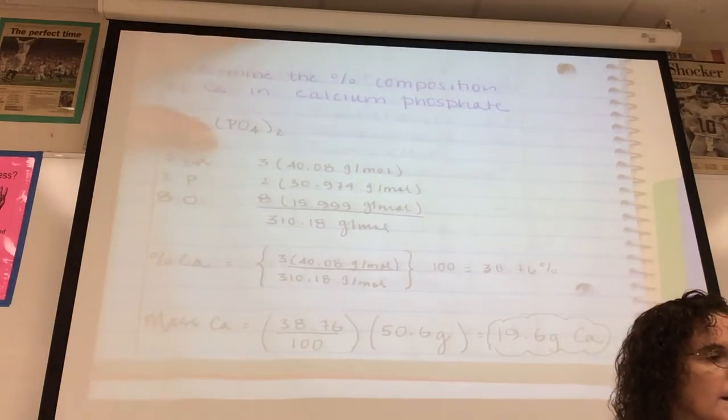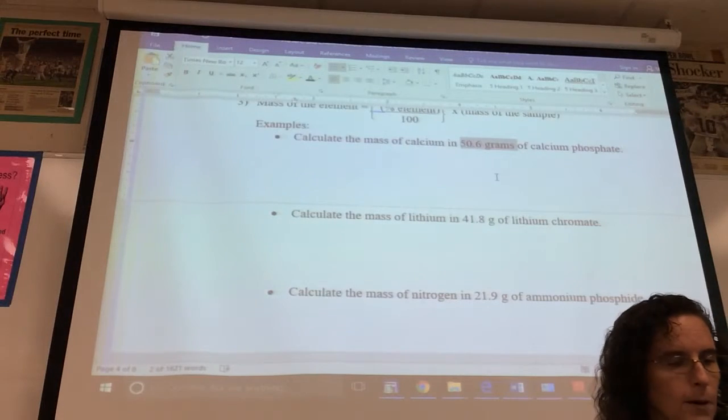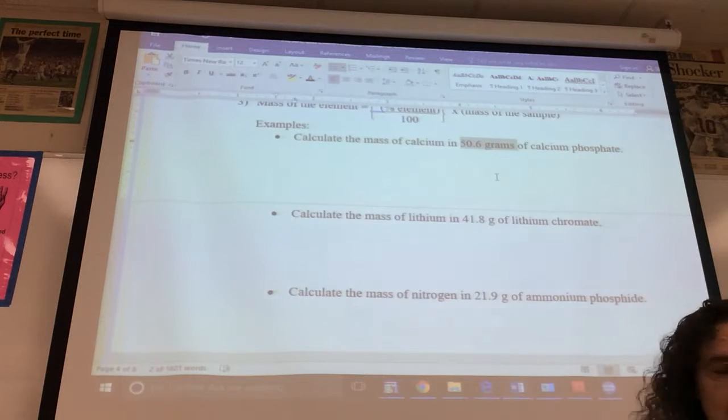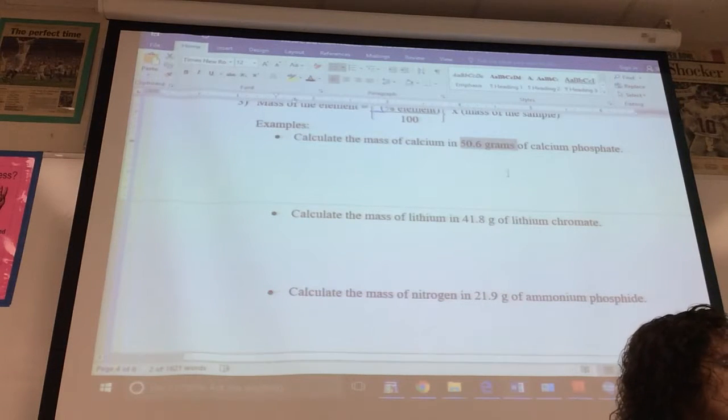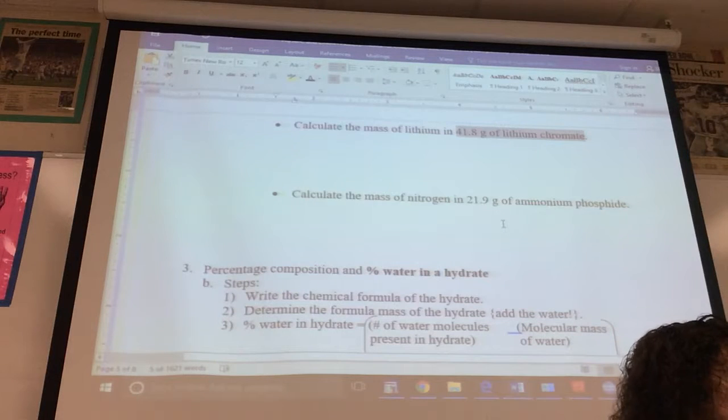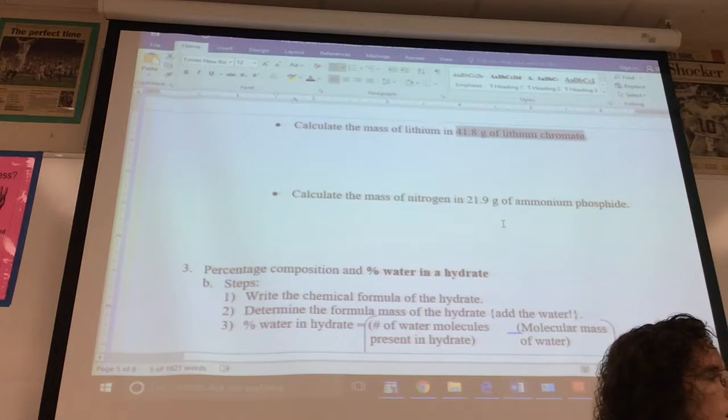Okay, so we're going to take a look then at the next problem. The next problem says calculate the mass of lithium in a 41.8 gram sample of lithium chromate. And again, Max, you'll see that that mass is going to be given right there. When they ask you to calculate the mass of an element, they'll give you the mass of the sample. All right, so we're working on this problem now. Calculate the mass of lithium.